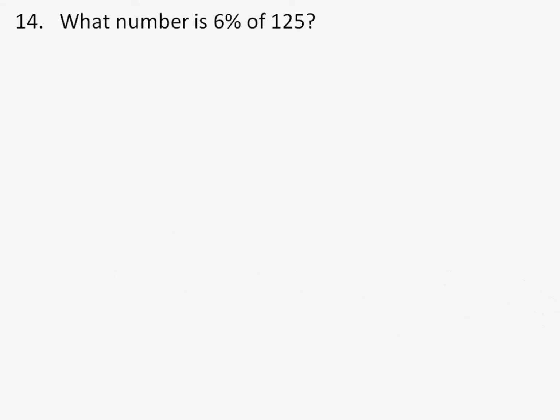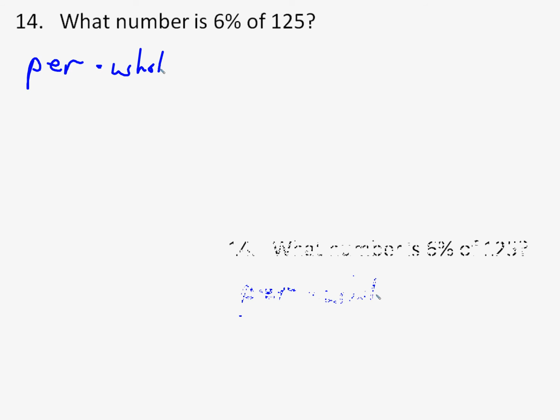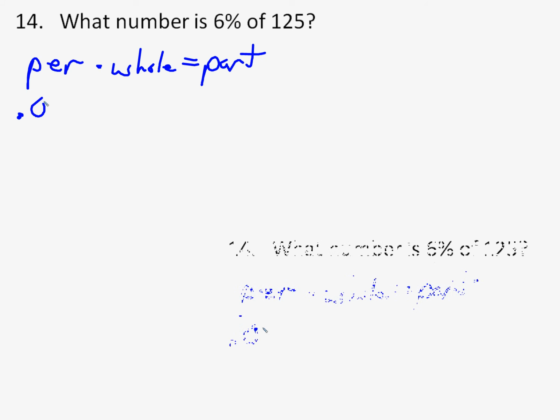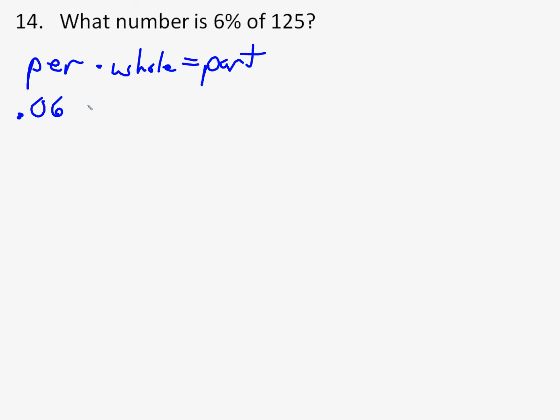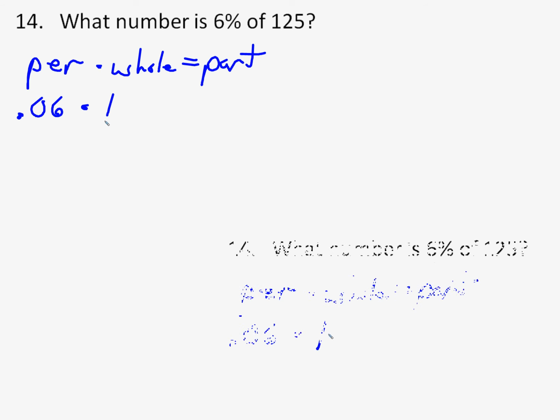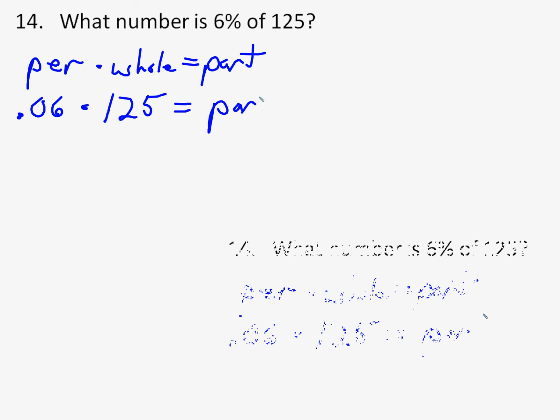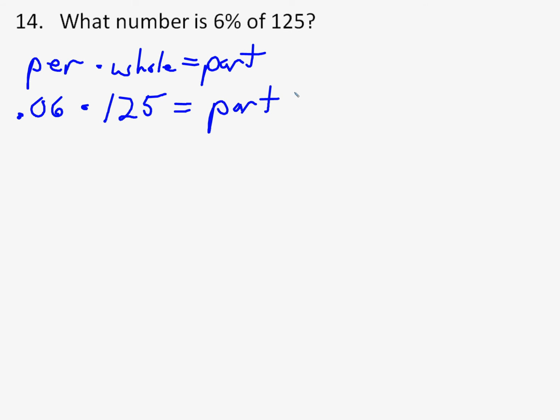Looking at the next one, what number is 6% of 125? Well, we know percent, I'm going to abbreviate here, times whole equals part. And we know our 6% here, well, that's 0.06. We want to change that to a decimal, times the whole. Well, we have a number here of 125, so when we see the "of," we know that means the whole, equals the part.